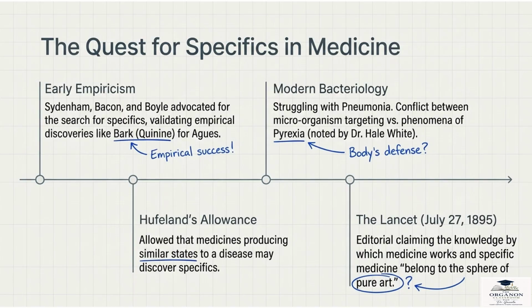Next comes Flint, who made an important observation that he suggested that medicines capable of producing similar symptoms to a disease might actually help discover these specific remedies. This idea brought medical thought closer to Hahnemann's principle of similia similibus curentur. Later, with the rise of modern bacteriology, attention shifted towards destroying the microorganisms. However, physicians also realized that simply eliminating the bacteria did not explain everything. For example, fever may be a part of the body's natural defense rather than merely something that needed to be suppressed.